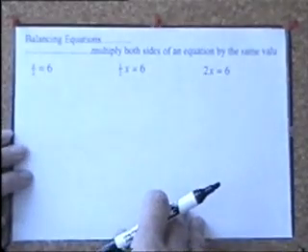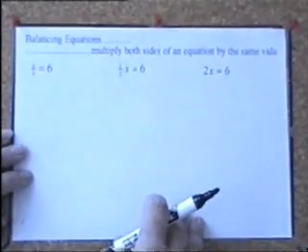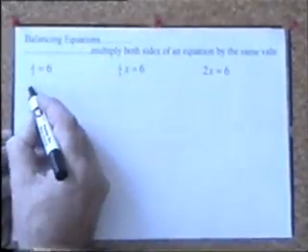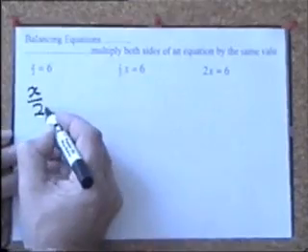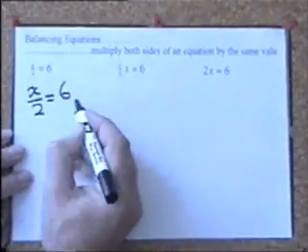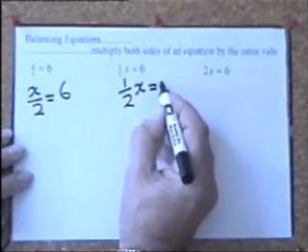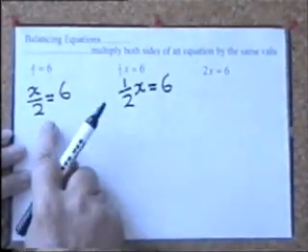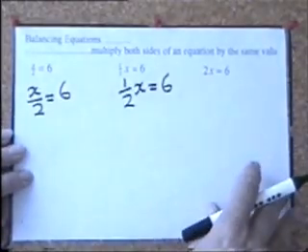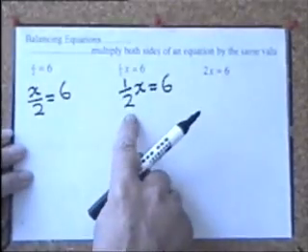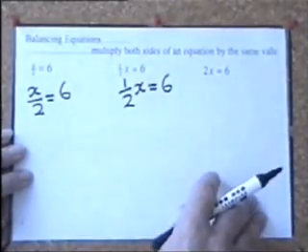We can also multiply both sides of an equation by the same value. Now this here says x over 2, means x divided by 2. This says a half x. Now in fact both these equations are exactly the same. It's just a different way of writing the same thing. This says x divided by 2 is 6. This says a half of x is 6.